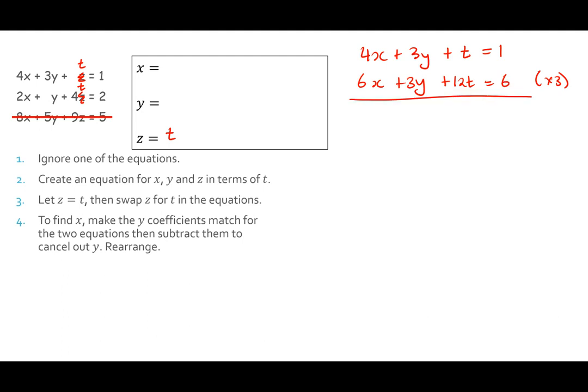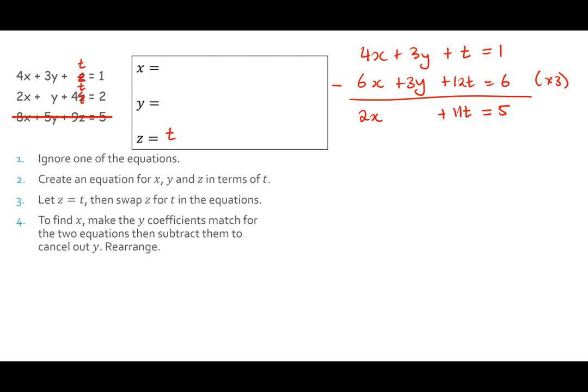Now that my coefficients for y are equal, I can subtract the two equations together to create a new one that doesn't have y in it at all. It only has x and t. I'm going to subtract the first equation from the second to leave me with positive terms. So y cancels out, and I'm left with 2x plus 11t equals 5.